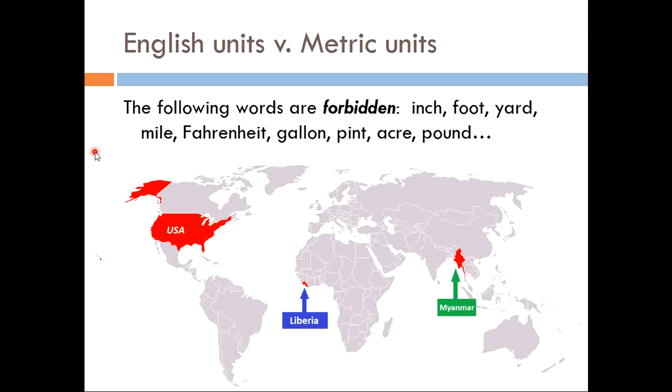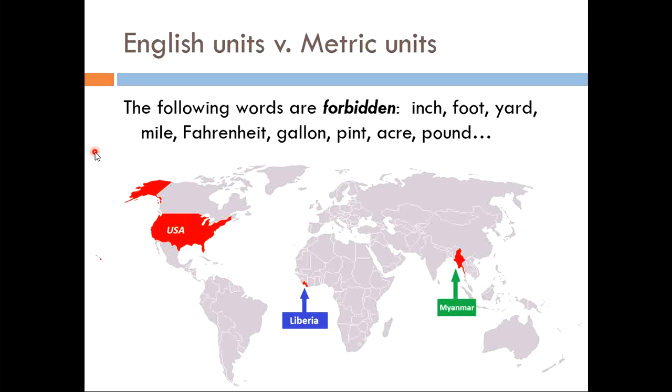When we talk about inch, foot, yard, and mile to talk about length or even distance, other parts of the world are talking about centimeters, meters, kilometers. When we talk about temperature, we say Fahrenheit, while the rest of the world uses Celsius. We use gallon and pint, when the rest of the world uses liters and milliliters. We use pounds, and the rest of the world uses grams and kilograms.